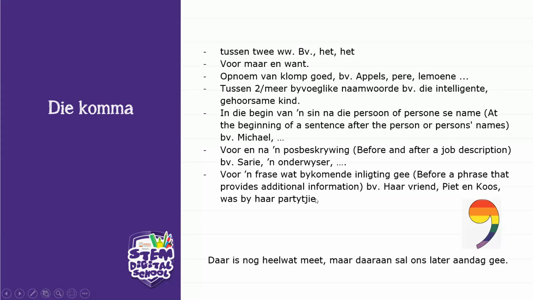Very important. Then this one, guys, voor 'n frase wat bykomende inligting gee. Before a phrase that provides additional information. Look at this example. Haar vriend, comma, Piet en Koos, comma, was by haar partytjie. So her friend, comma, Piet en Koos, comma, was at her party. That Piet en Koos is additional information. That should be vrienden.